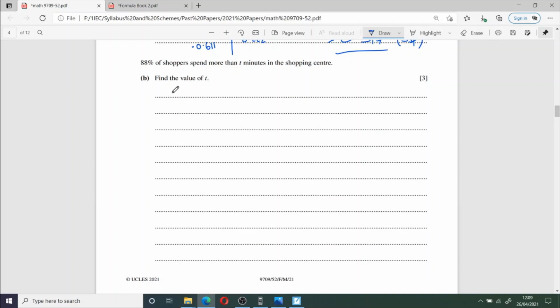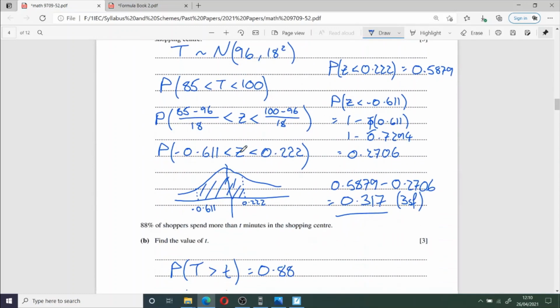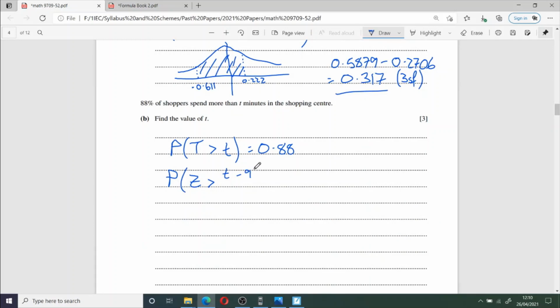Part B, again a fairly standard question. 88% of shoppers spend more than 2 minutes in the shopping centre. So the probability that t is greater than whatever this is equal to 0.88. We can normalise straight away or after, it doesn't matter. Z is greater than t subtract the mean, 96, divided by the standard deviation, 18, is equal to 0.88.